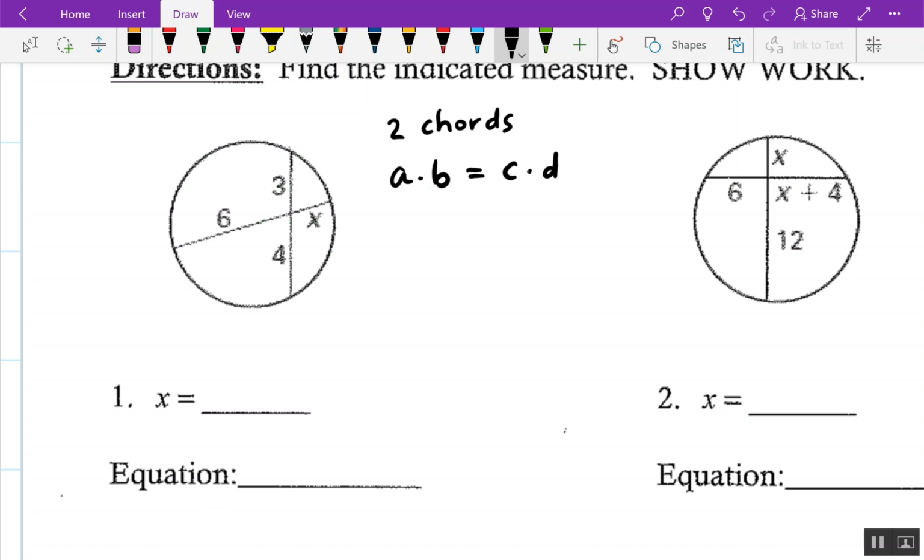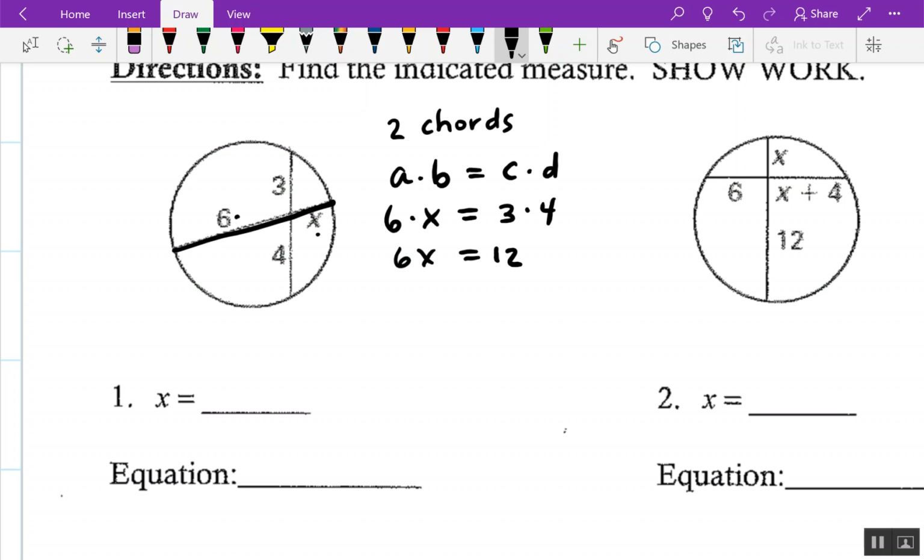All right, A and B must come from the same chord. Are we clear? So pick a chord. There's your A and there's your B. Pick the other chord. There's your C and D. And now you solve it. That's the formula for chords, 2 chords intersecting inside. We're looking for the length, not for the angles. Okay, don't get those confused.